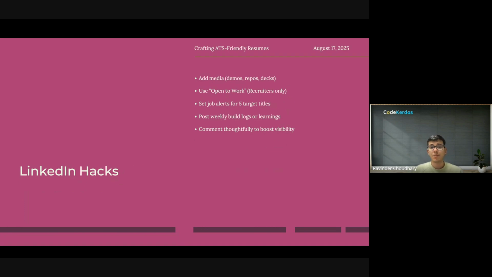Some hacks, guys: adding media. Whenever you make a post on LinkedIn, make sure you include a slide deck, some demo images or some repo URLs. You can use the open to work highlight on your profile, which will show recruiters that you are looking for a job right now. LinkedIn also has a feature to set job alerts. Leverage that, guys. You have the features at your hand. Leverage them to get targeted alerts for the kind of jobs that you want to interview for. And as I said, you can engage with different kinds of posts along with creating your own posts so that you increase your visibility on LinkedIn.